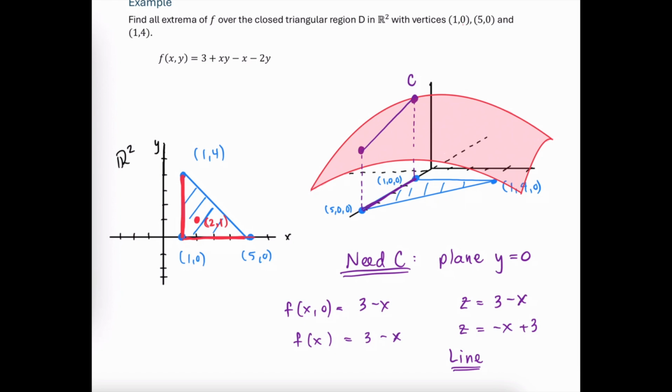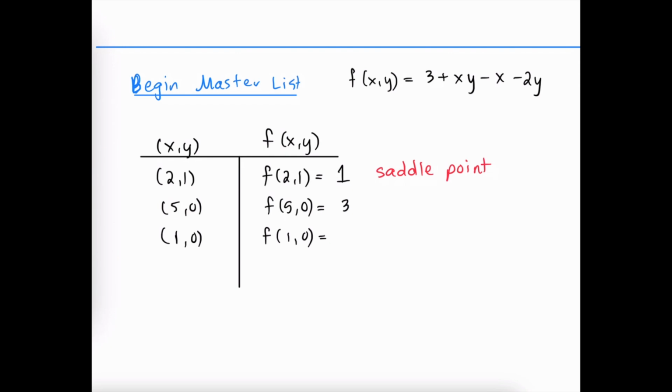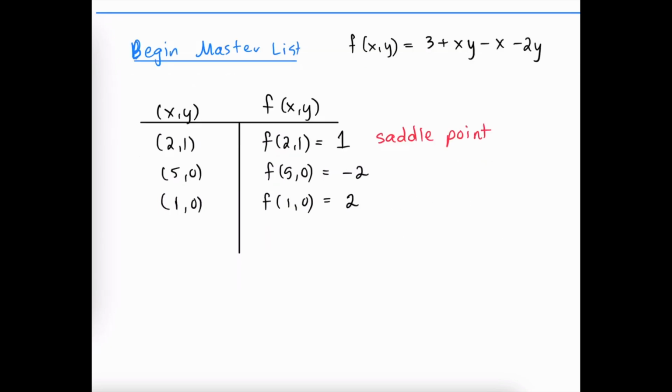Again, this is not exactly perfect. It's just helping us to get an idea. But if that intersection curve is a line, then we know that the extreme values are going to occur at these endpoints. So the domain element (5, 0) and the domain element (1, 0) need to go into our master list because these are potentials for extrema. So for (5, 0), we're going to have negative 2. For (1, 0), we'll have positive 2. So let's slide these over here.